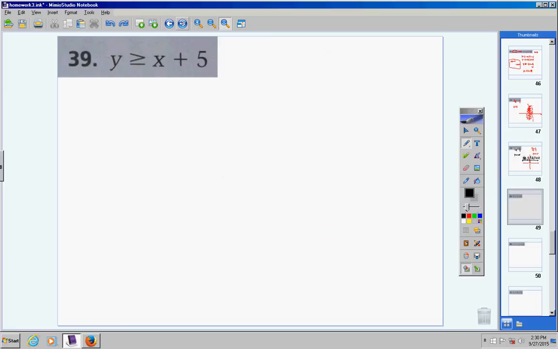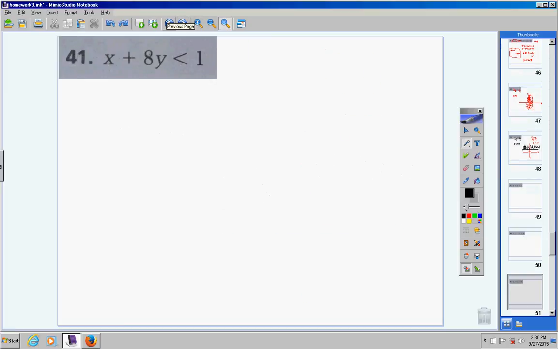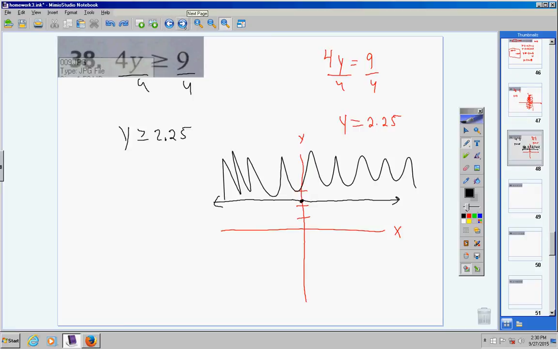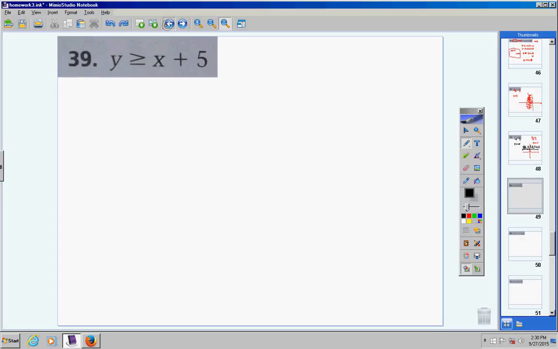Now numbers 39, 40, and 41, those all have two variables. So when I look at 39, I notice right away that I have two variables. So my line is not going to be horizontal. It's not going to be vertical. It's going to be slanted. Next, I notice obviously that I have an inequality. So I'm going to rewrite this with an equal sign.